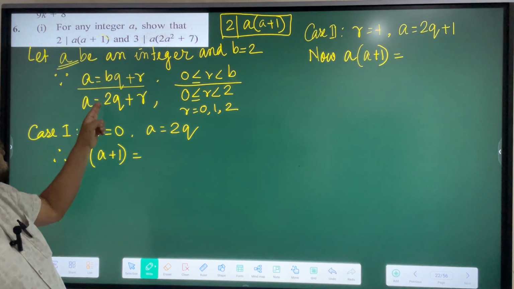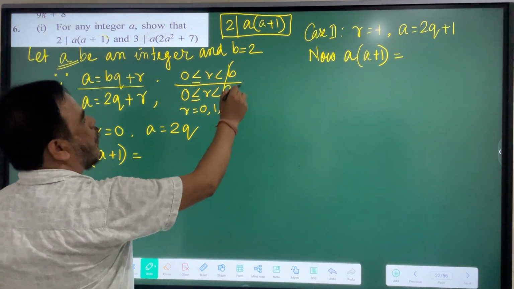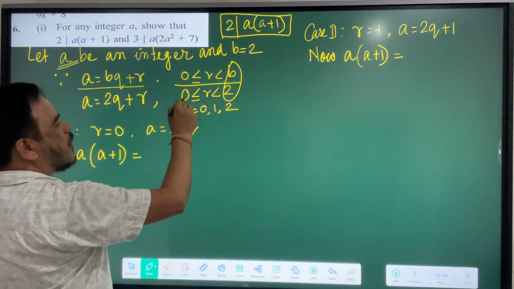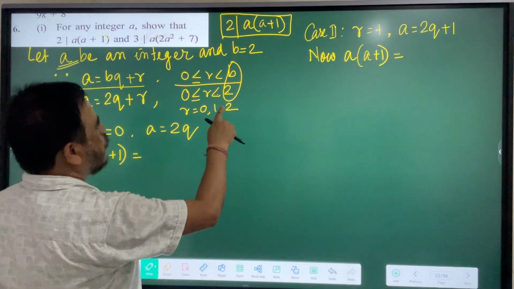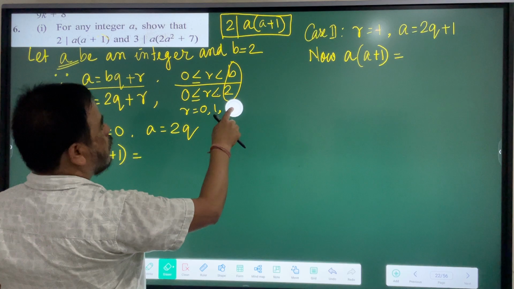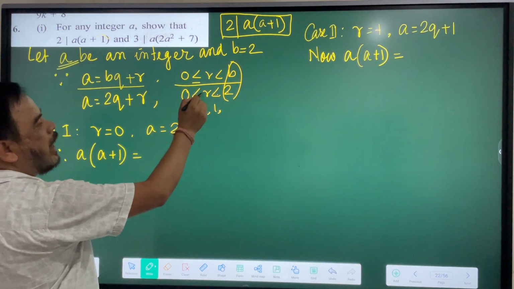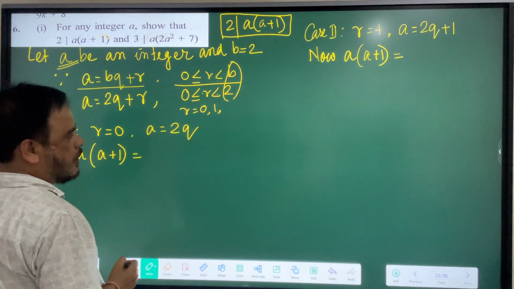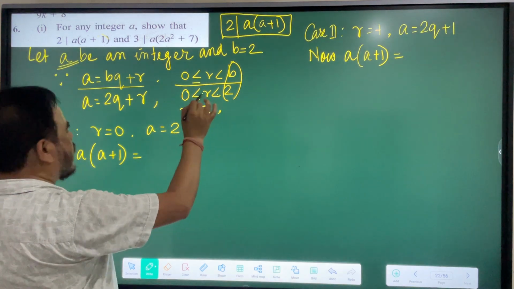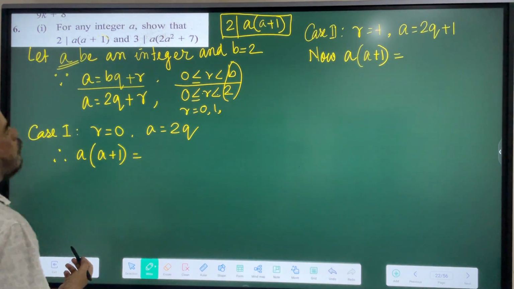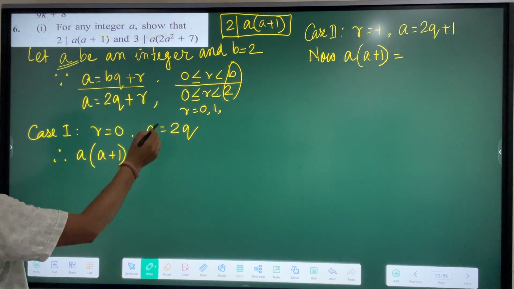So b equals 2 is taken, so a equals 2q plus r. What is r? In place of b, 2. So r is greater than or equal to 0 and r is less than 2. So r equals 0 and 1. R is less than 2, so till 1 we can write. R is greater than or equal to 0 means it can be 0. This one I already explained in the previous part. So putting r equals 0, a equals 2q.